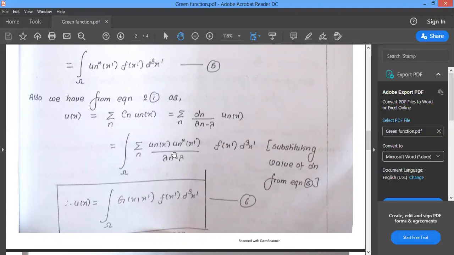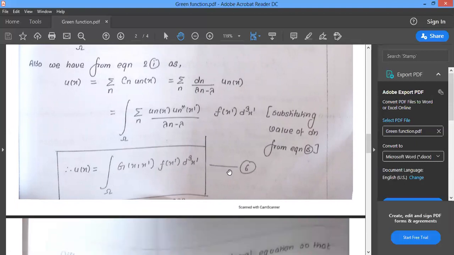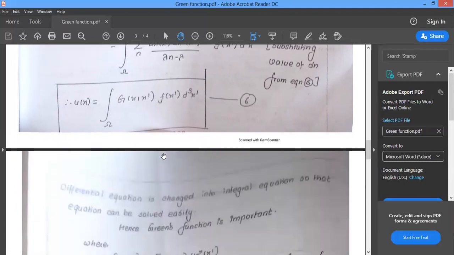That means it is a Green function, because the Green function is for inhomogeneous types, and here we discuss the second order differential equation. So it is a linear differential Hermitian operator. From this, and by using some properties, we get this Green function. Let's say this is equation 6.